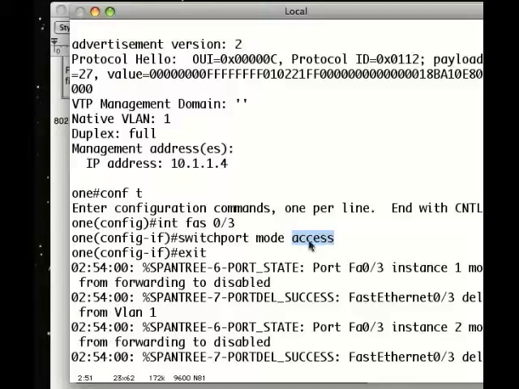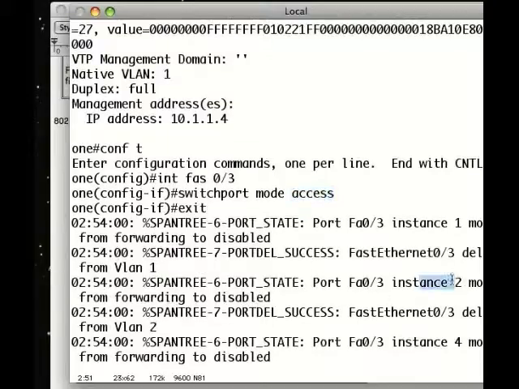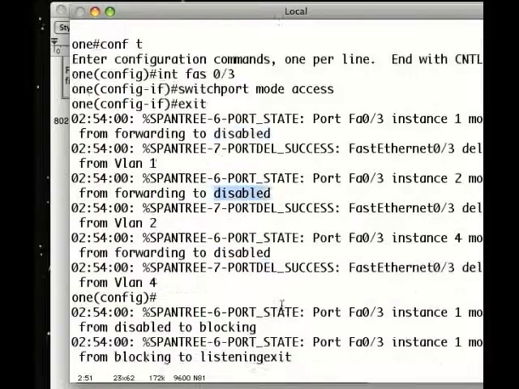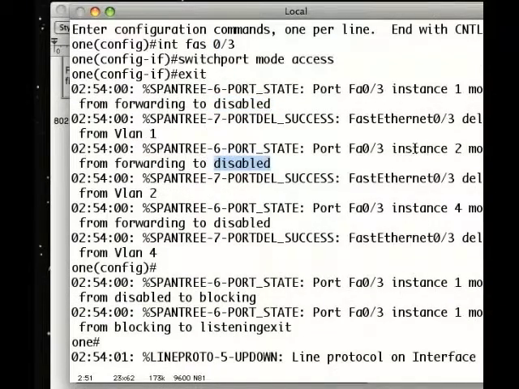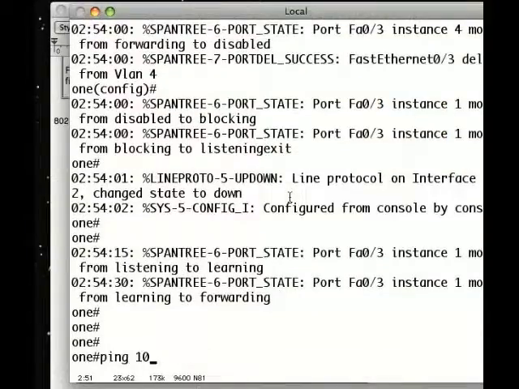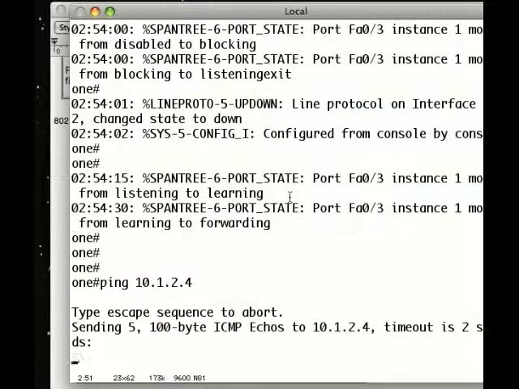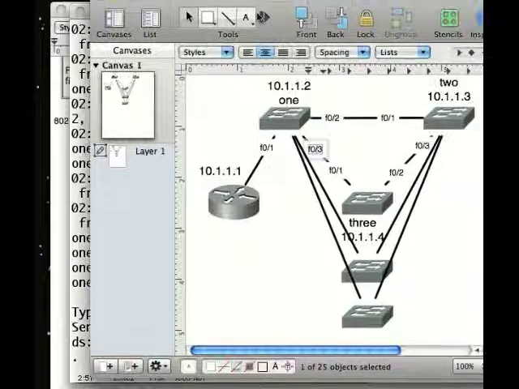And so what that meant is that for instance 2, spanning tree went basically VLAN 2 and VLAN 4 no longer exist on that port because it's not a trunk. So ping 10.1.2.4 is not going to work because VLAN 2 does not exist on the trunk.